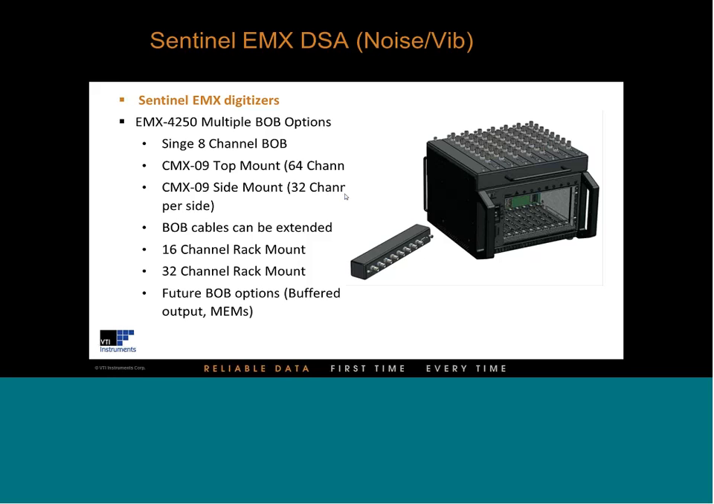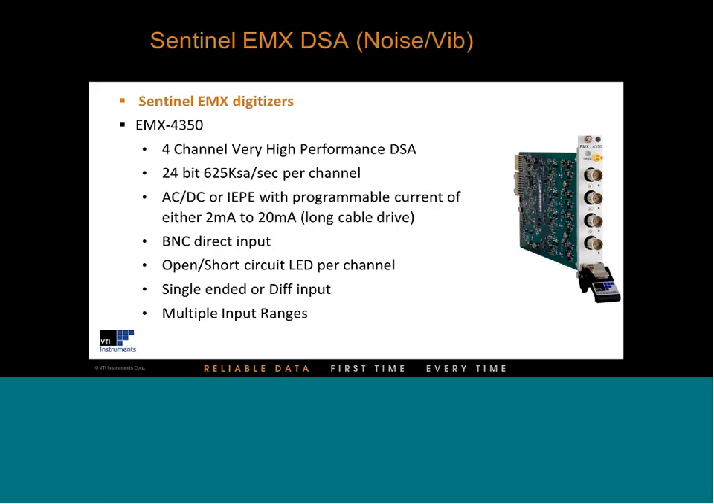Next slide, please. The EMX 4350 is our high-performance card. Here we've got a 4-channel card. You've got a 24-bit ADC with sample rates up to 625K per channel. You've got your AC and DC coupling. Here we've got more flexibility to even do ICP or IEPE current all the way down from 2 milliamps up to 20 milliamps. So again, more capability there on the signal conditioning to be able to give the users more flexibility. Here you've got a BNC connector right on the front.